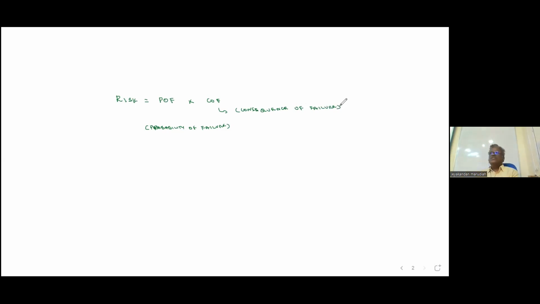Probability means the chances of failure. Consequence means if there is a leakage, what will be the effect? How will it affect the people, environment, equipment, all these things. But there is no need to go into much detail because it is not important for the exam.